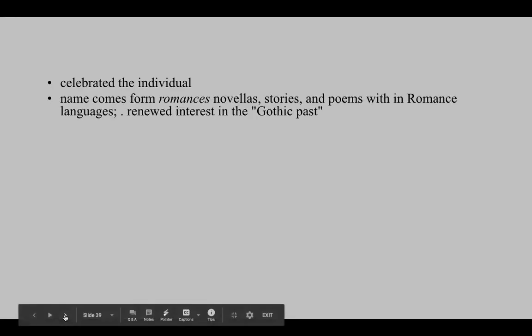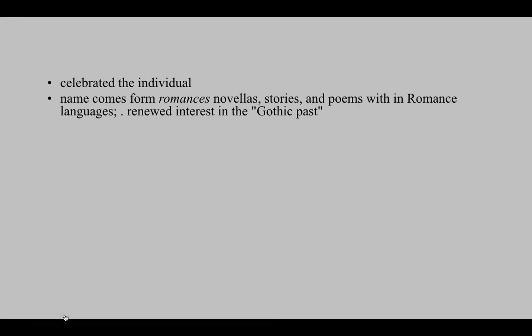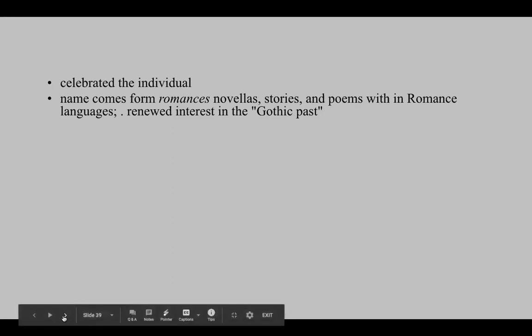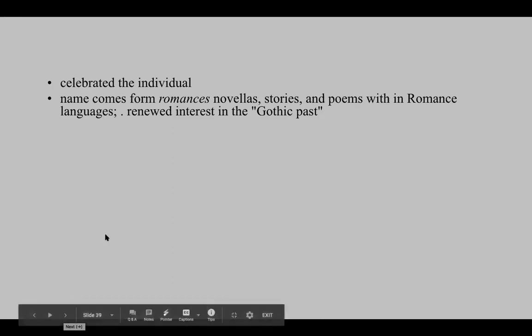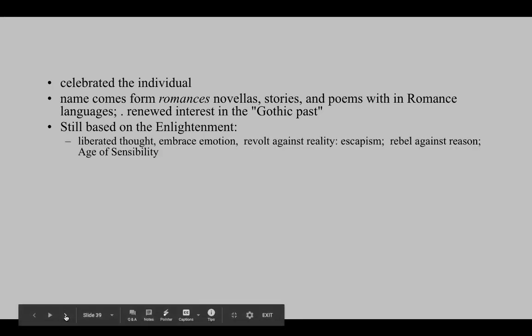So in romantic characteristics in literature and music, it often celebrates the individual. The name actually comes from novellas and stories and poems from the Romantic languages. Often this is where we see Mary Shelley's Frankenstein and Dracula. We have these very dramatic stories being written during this time, and they're often looking to the Gothic past. It's still based on the Enlightenment. They're liberated through thought. They embrace their emotion. They're revolting against reality. They're escaping from hardship.